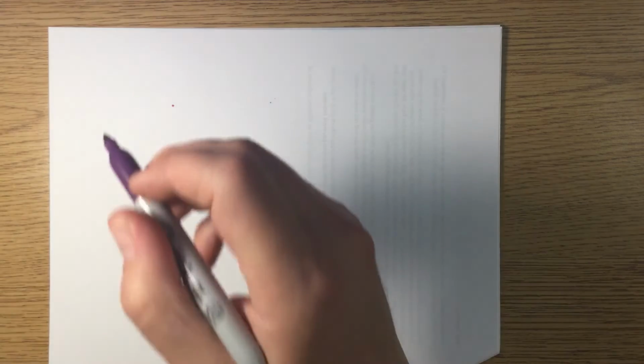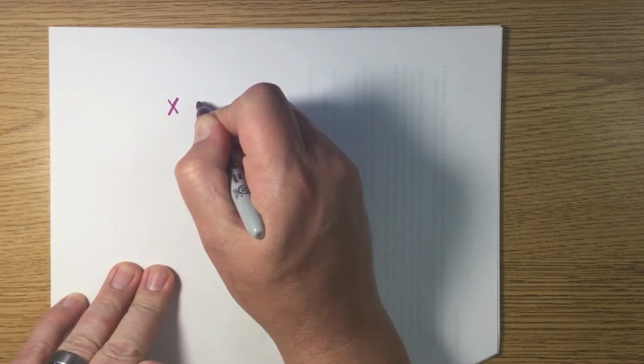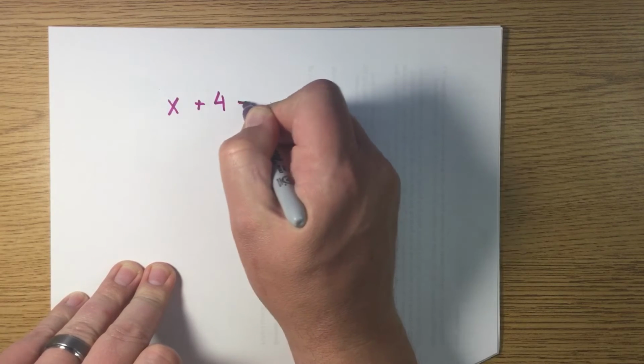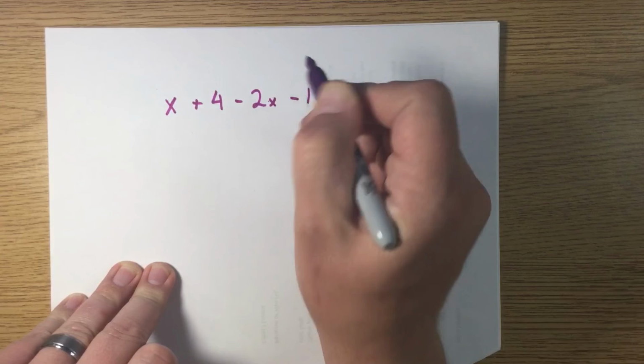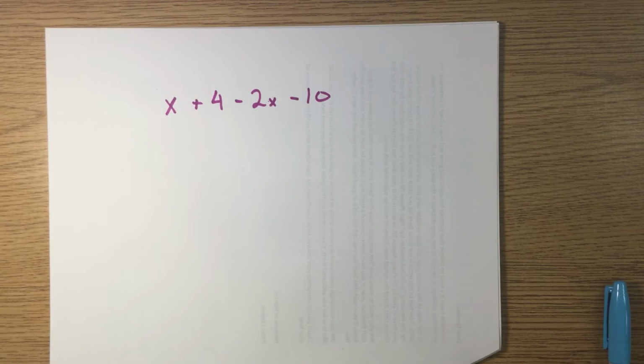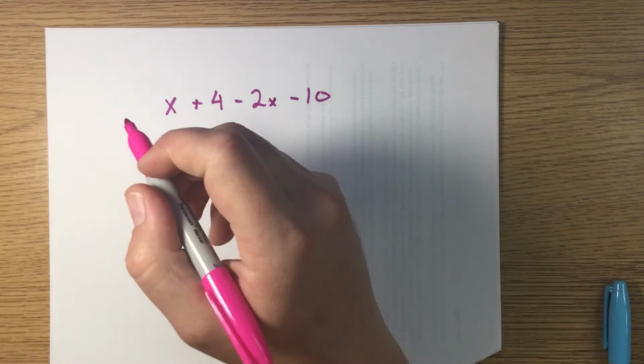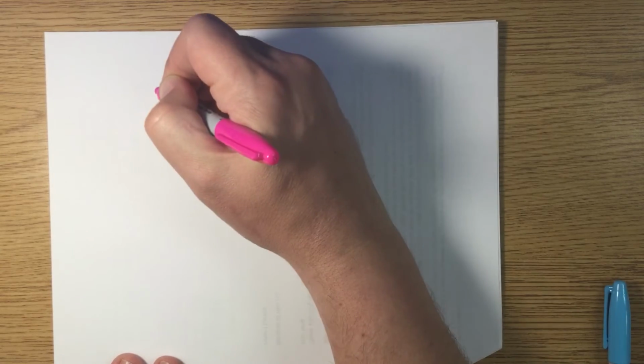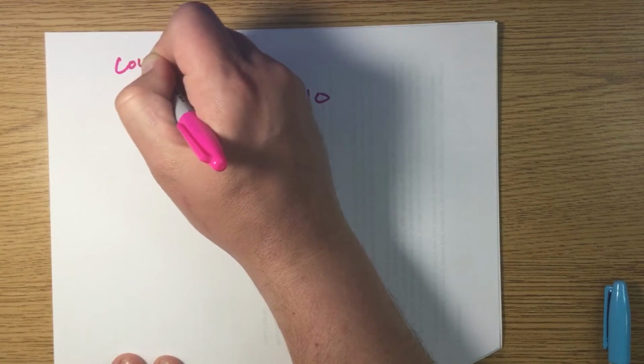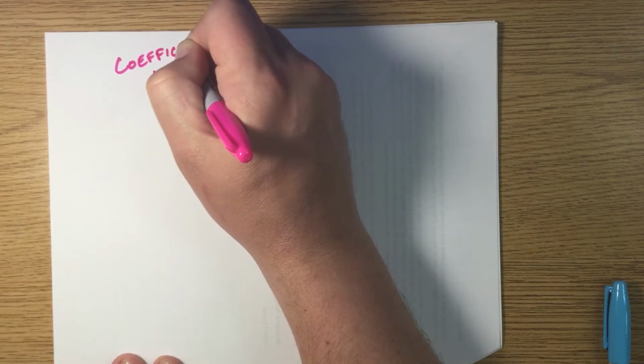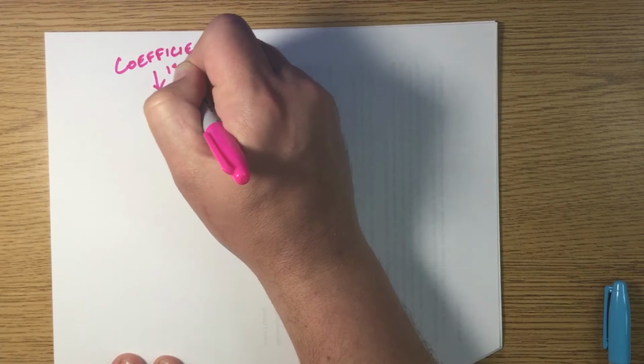In example 2, they give me what looks like a really ugly problem, x plus 4 minus 2x minus 10. Wow, that's quite a bit going on there. But it's really not all that complicated. I'm being asked to just identify the different pieces of this. What are the coefficients? What are the constant terms? What are the like terms? So my coefficients are, remember, if it doesn't have a coefficient, it is 1.